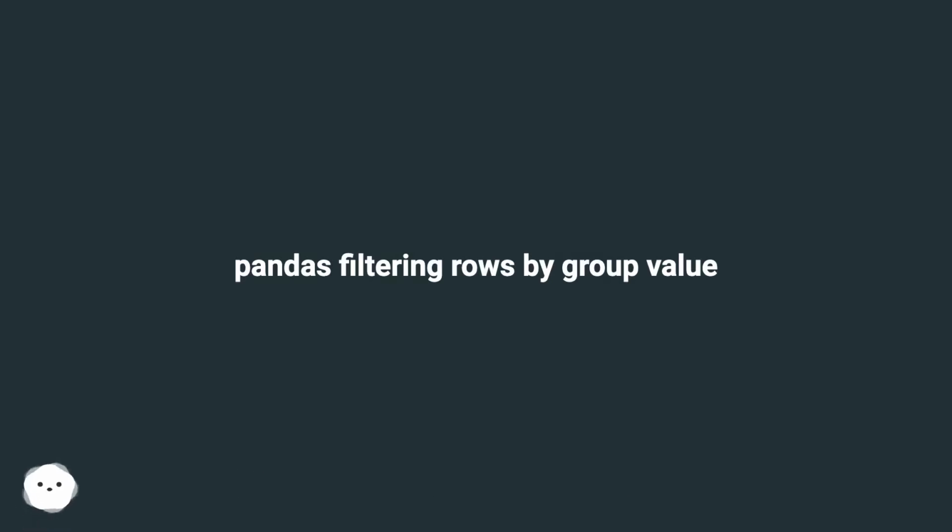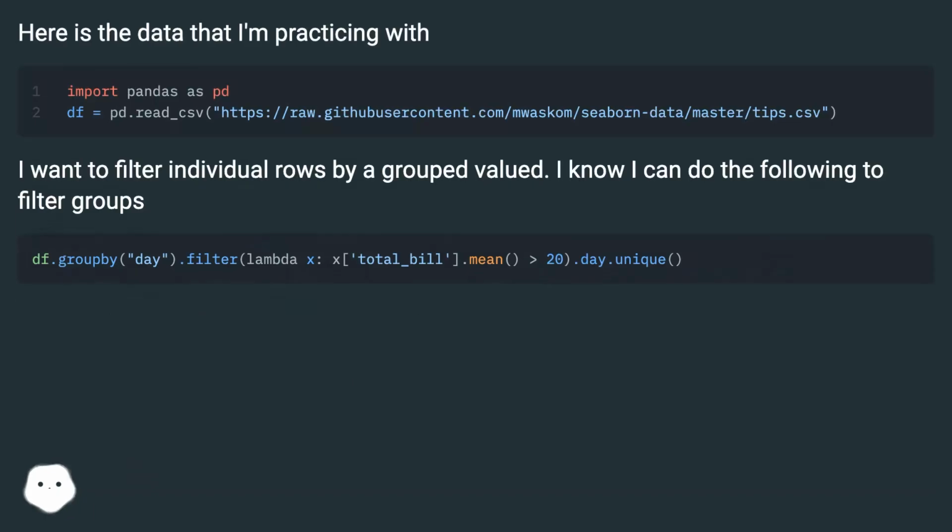Pandas filtering rows by group value. Here is the data that I'm practicing with. I want to filter individual rows by a grouped value. I know I can do the following to filter groups.